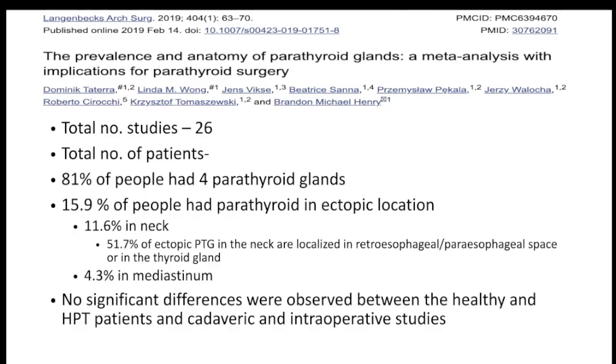There have been no significant differences when examining these patients, whether they were healthy patients or hyperparathyroidism patients, or in cadaveric or intraoperative studies.